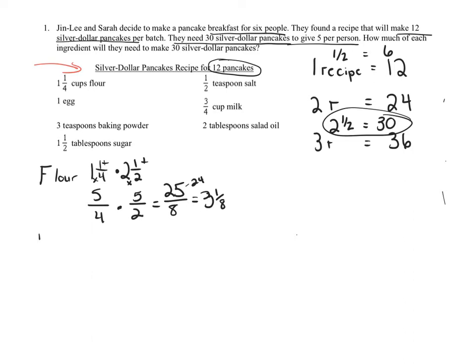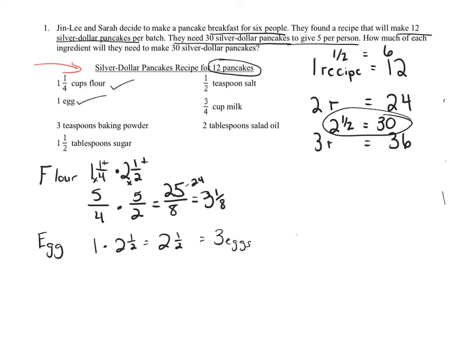So the egg's pretty easy. Egg would just be 1 times 2.5, which gives us 2.5 eggs. But someone said, well, you can't do 2.5 eggs. You're right. So they are going to need 3 eggs for this. There won't be one similar to this on the test, but just so you know, you cannot have half of an egg. Okay, so we've done the flour, we've done the egg, so we've done a whole number.